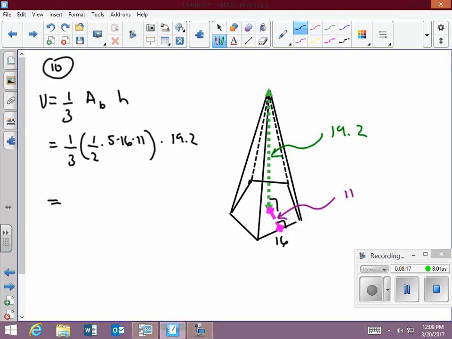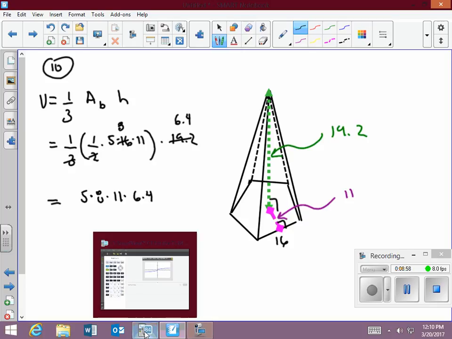So now then, we can just do some canceling. This is 8. And the 3 will actually reduce this. 6.4, right? So then we have 5 times 8 times 11 times 6.4. Probably still, to be safe, we should use a calculator. A bit too much for me to do in my head.